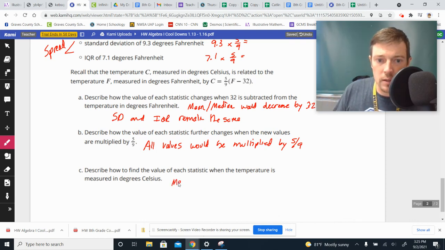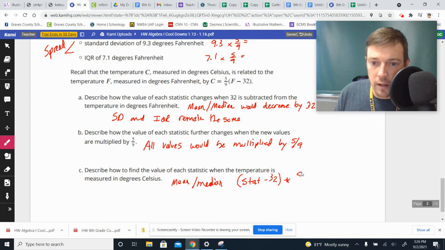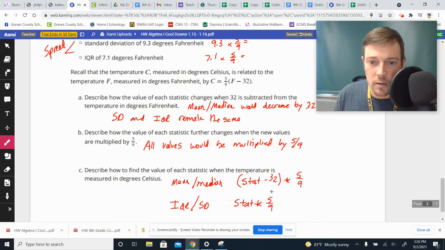Okay, so for the mean and the median, you're going to take your stat, subtract 32, and then multiply by 5/9. But for the IQR and the standard deviation, you're going to take your stat and just multiply it by 5/9, because taking away 32 is not going to have any effect on it. So unless you want a negative number for that information, you just want to multiply it by the 5/9. And that's all you need to know for that particular question.